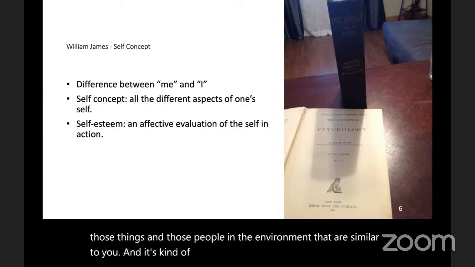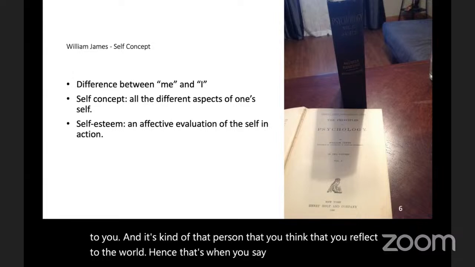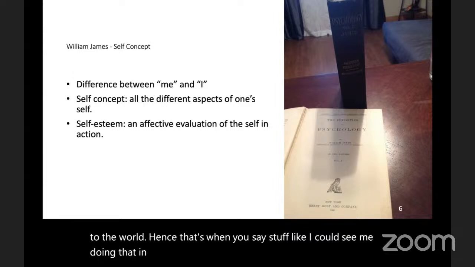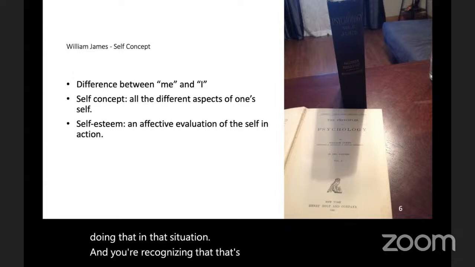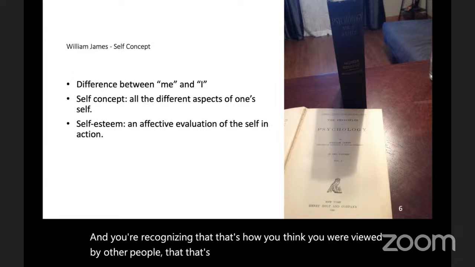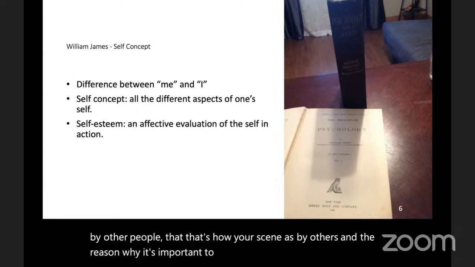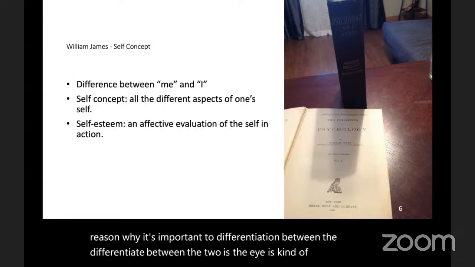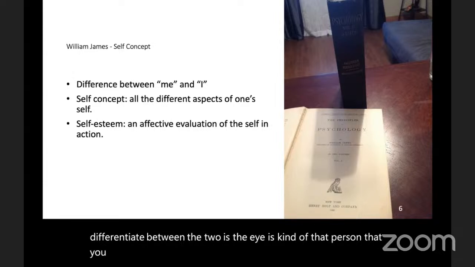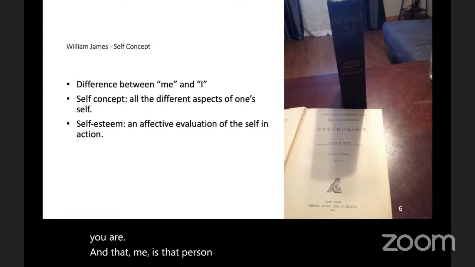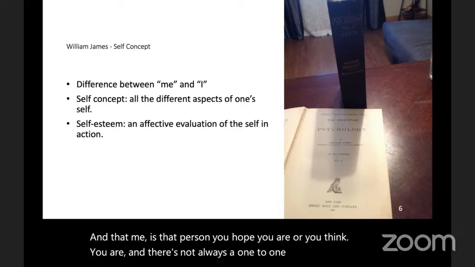And it's kind of that person that you think that you reflect to the world. Hence, that's when you say stuff like, I could see me doing that in that situation. You're recognizing that that's how you think you're viewed by other people, that that's how you're seen by others. And the reason why it's important to differentiate between the two is the I is kind of that person that you are. And that me is that person you hope you are or you think you are. And there's not always a one-to-one congruency with these two things. Okay.